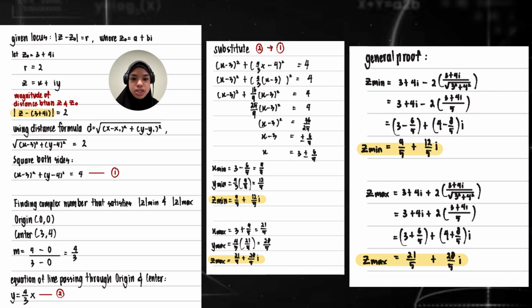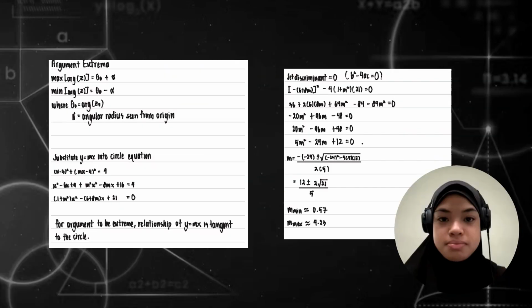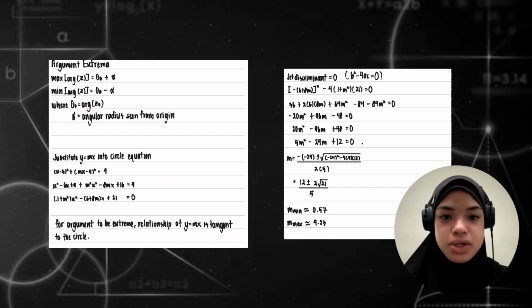Substitute this line equation into the circle equation to find the x and y values of Z minimum and maximum. We can verify our answers by using the formula for Z minimum and maximum. Maximum argument Z is theta node plus alpha, while minimum argument Z is theta node minus alpha.